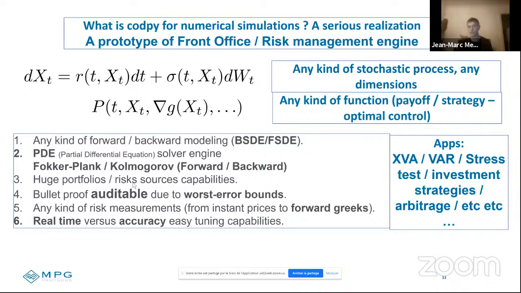We are providing with this method auditable results because we have worst-case error bounds. And we can do any kind of risk measurement with this method today in this context. We can give you a price, but we can also give you forward prices, conditional forward prices, conditional forward greeks, EPE. So we can do any problem coming from industrial finance. XVA, VaR, stress test, investment strategy. You want to use it for arbitrage, for ALM. We have tons of operational examples today.